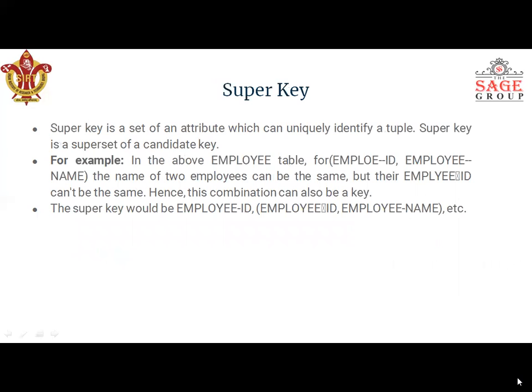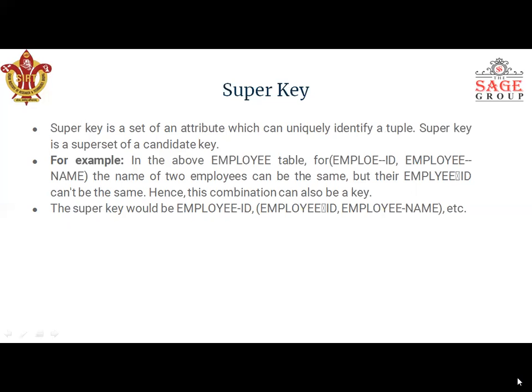Okay, now the third one, that is the super key. Basically, a super key is a set of attributes which can uniquely identify the tuples. The super key also does the same work, that is the unique identification of data. For example, if any table does not have sufficient attributes to form a primary key, we can combine 2 or 3 attributes to form a key. That key is known as a super key. So basically, a super key is a superset of the candidate key.